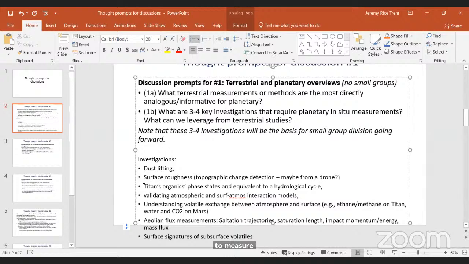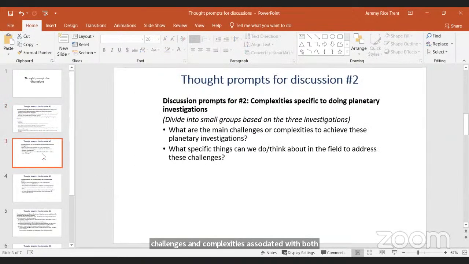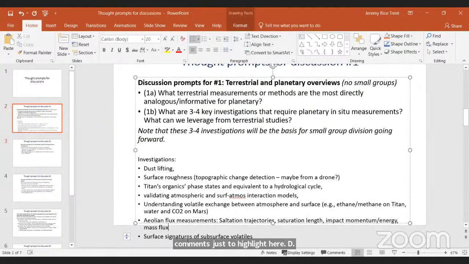These are great points, just to chime in. We're kind of sliding into the second part of the discussion that talks about challenges and complexities associated with both planetary and potentially other investigations. There's a couple other comments just to highlight here. I think Derek Jackson mentioned particle size distributions as well, Serena, that I caught. And then CO2, which you've grabbed as well, associated with exchanges between atmosphere and surface. Great.